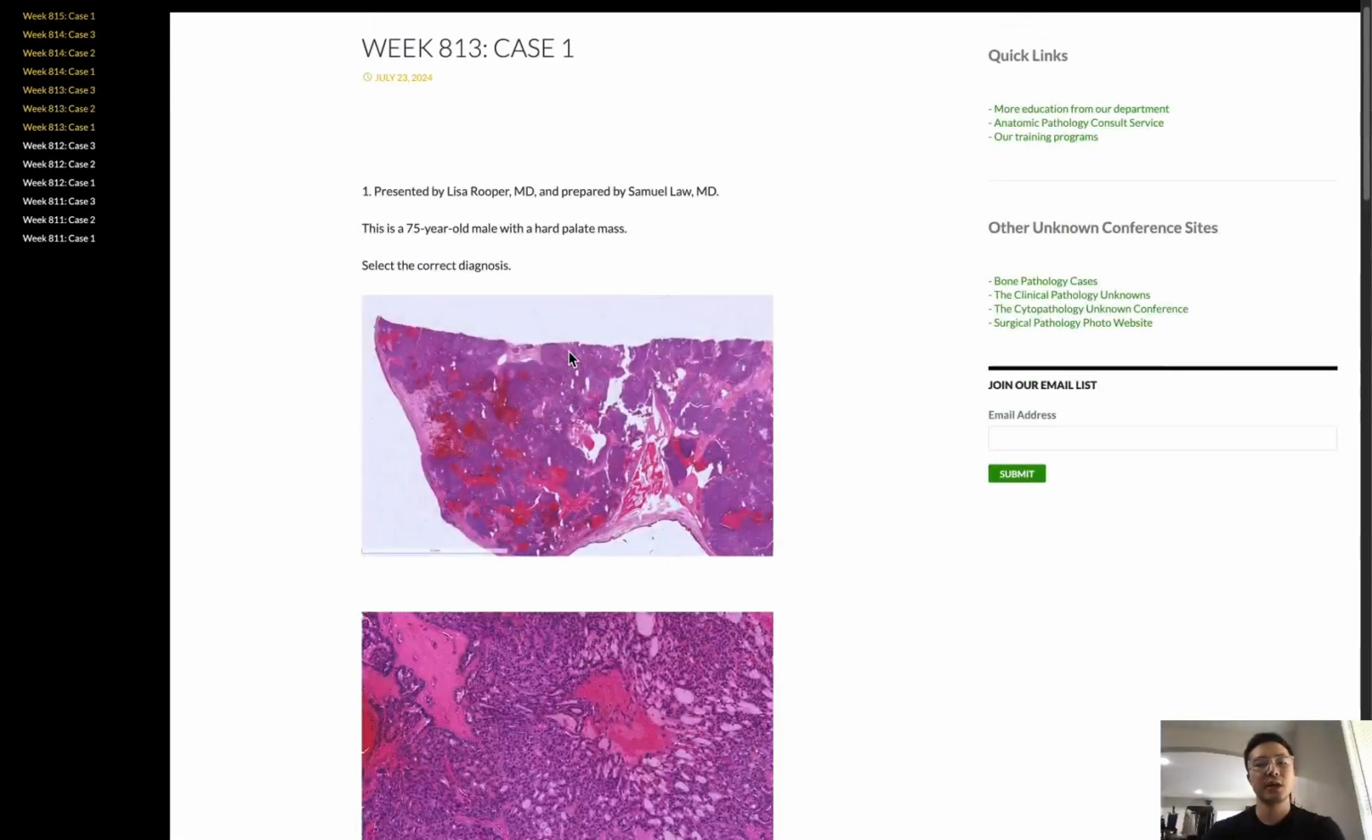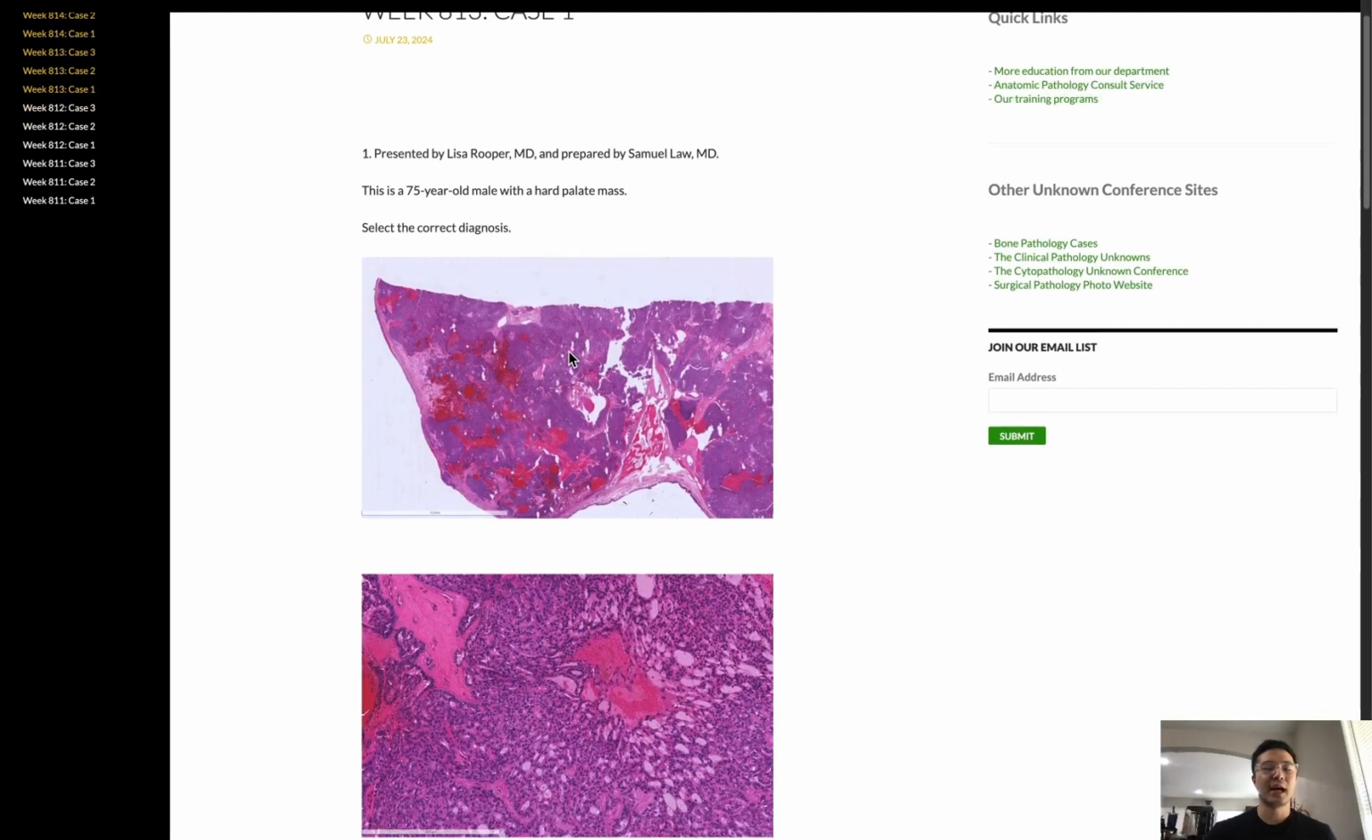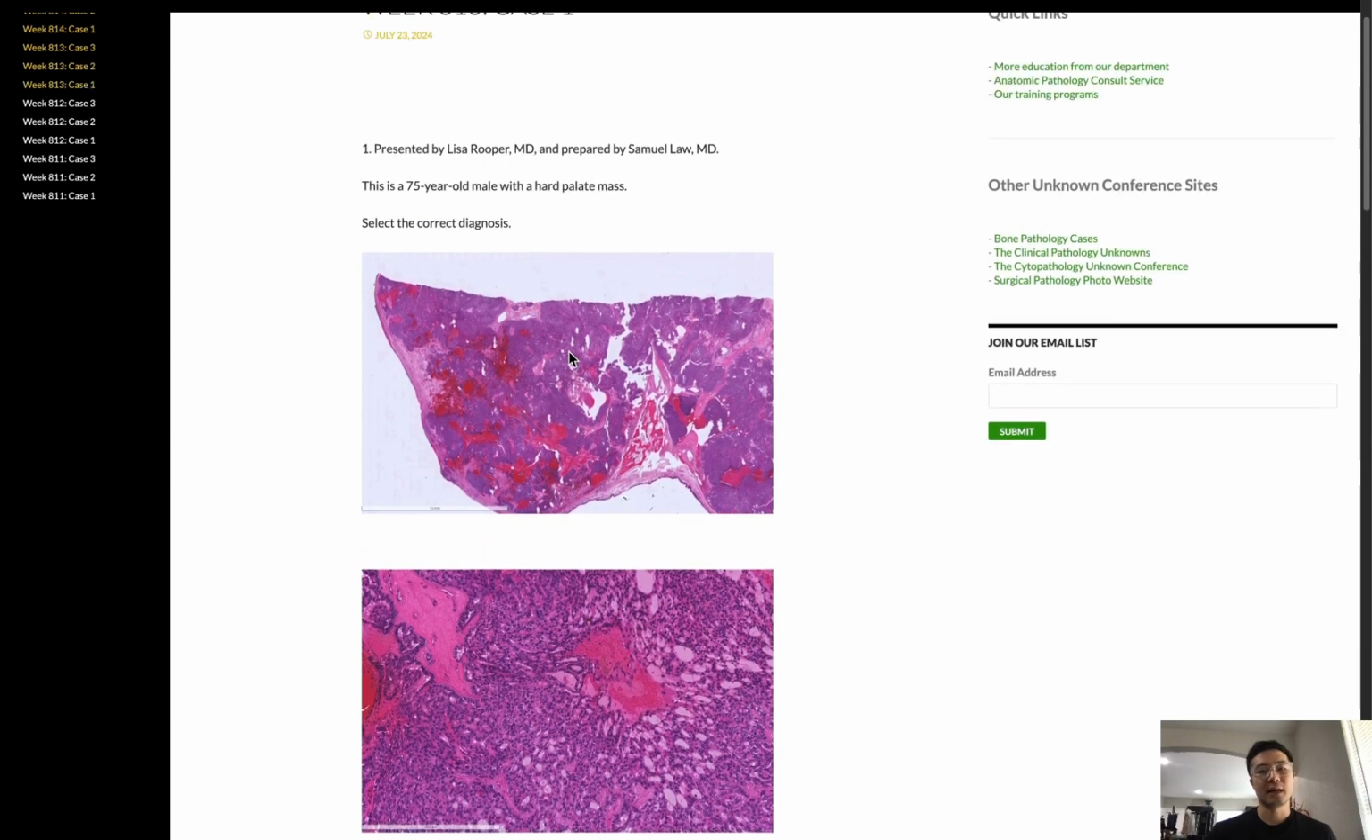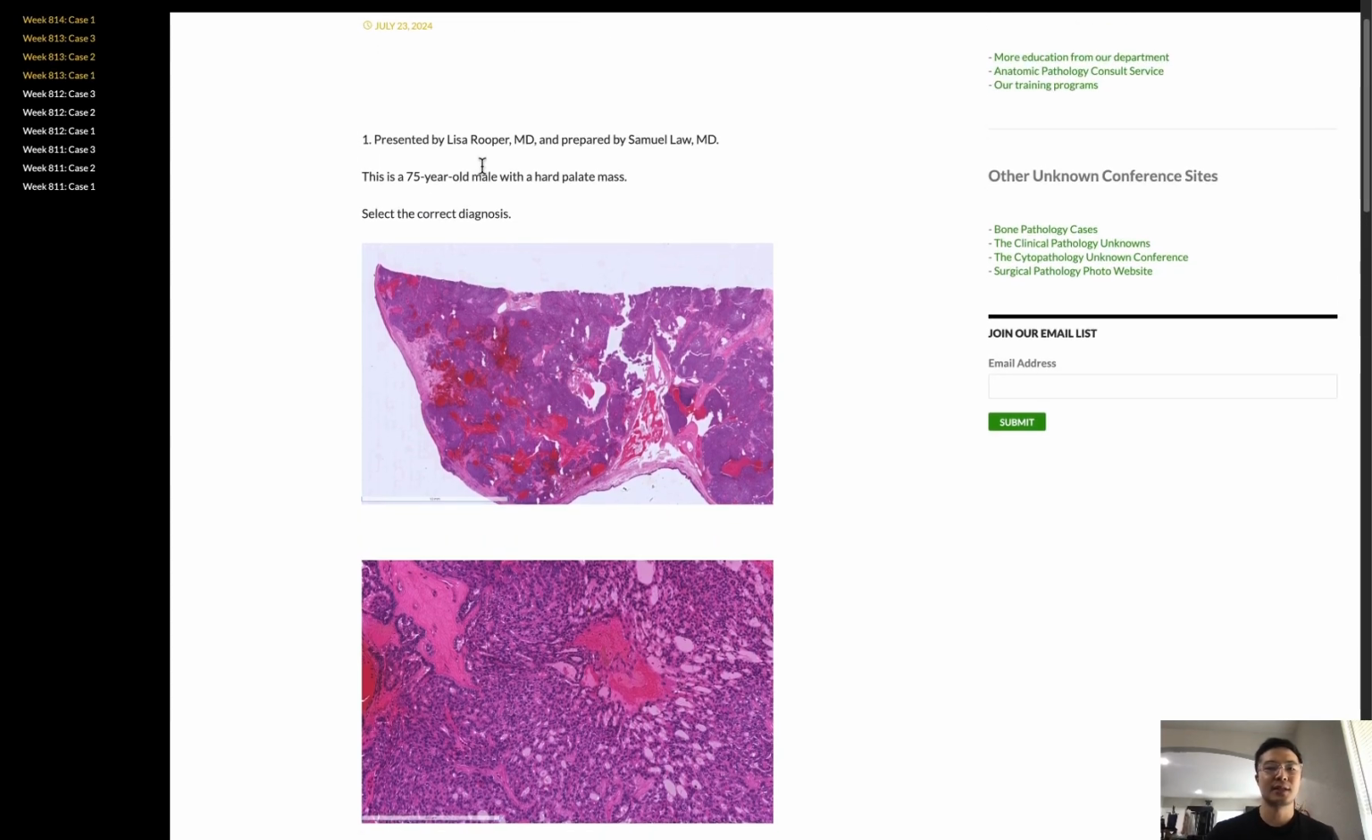Well, there you go. Here we present a case of polymorphous low-grade adenocarcinoma. I read the case, but it was presented by Dr. Rupert and Dr. Law, so thank you to them.